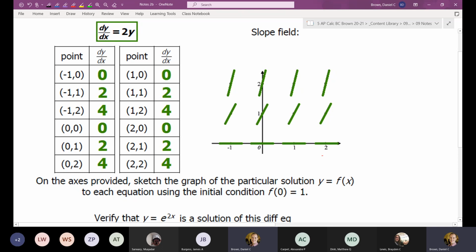We can verify it, similar to what we did with that previous one. On the axis provided, let's sketch a graph of the particular solution. So that's going to be graphing the original equation that has the initial condition f of 0 is equal to 1. I know this graph is crossing at f of 0 equals 1, and then just let all those little slopes be your guide.